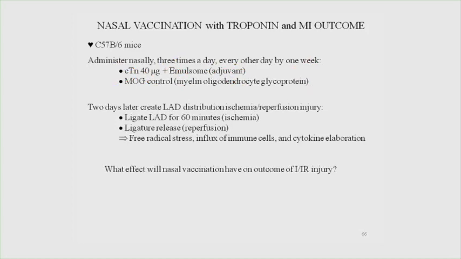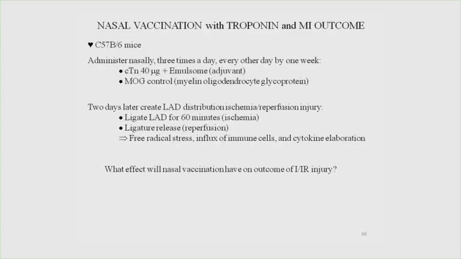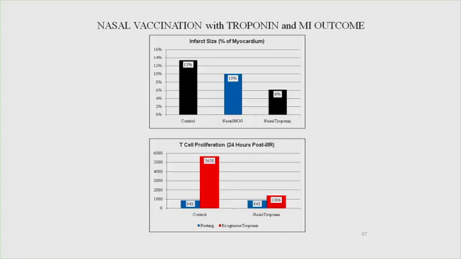Two days later, you're going to create a heart attack. You're going to ligate the left anterior descending artery for an hour, then release it. And there's going to be a free radical storm, influx of immune cells, cytokine elaboration. Remember, much of the damage is done by the immune system. Half of the damage done in a heart attack is the responsibility of the immune system. What effect will nasal vaccination 2 days before the heart attack have on the extent of the damage?